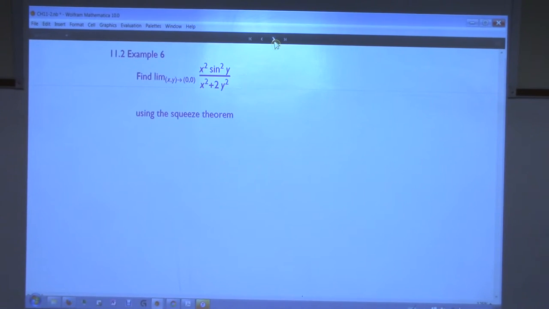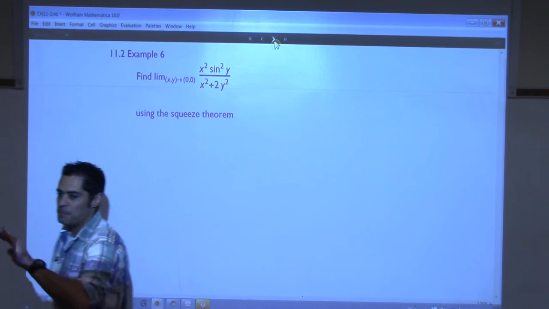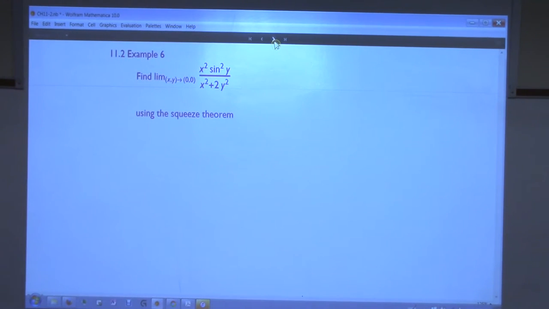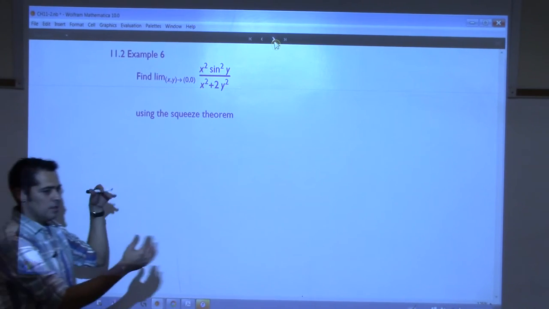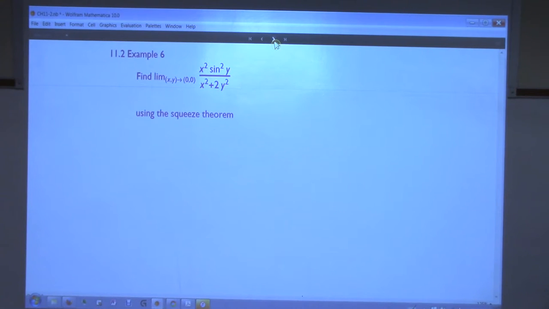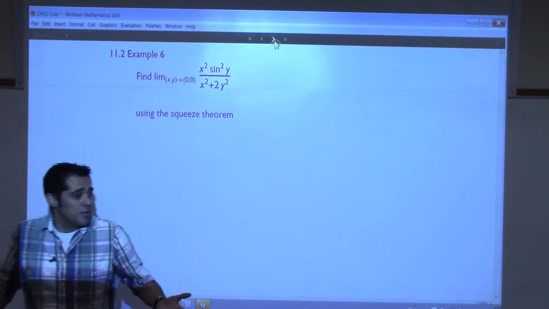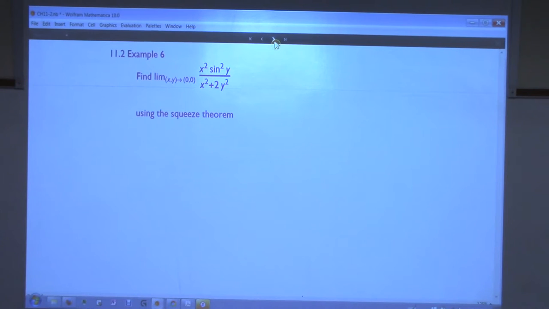I'm going to go back to that in a second. We're going to look at this one. Look, you could spend all day trying to figure out two paths that make this one different, this limit. You could all day long. You're never going to get it because this limit does exist, right? Every path as you go to 0, 0, every single path goes to the same thing. Now the question is, how do we show it if you can't check every path?